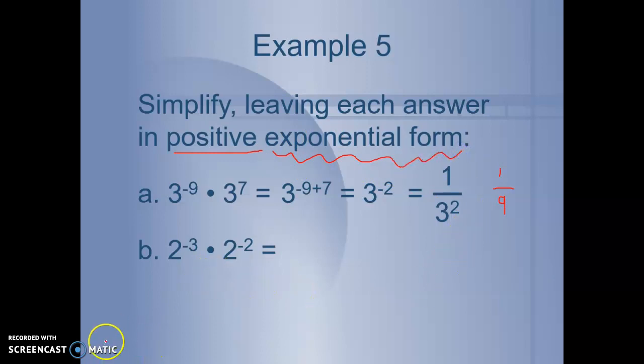2 to the negative 3 times 2 to the negative 2 is 2 to the negative 3 plus negative 2, 2 to the negative 5th. We've got to invert that to make it positive, 1 over 2 to the 5th. Nice job.